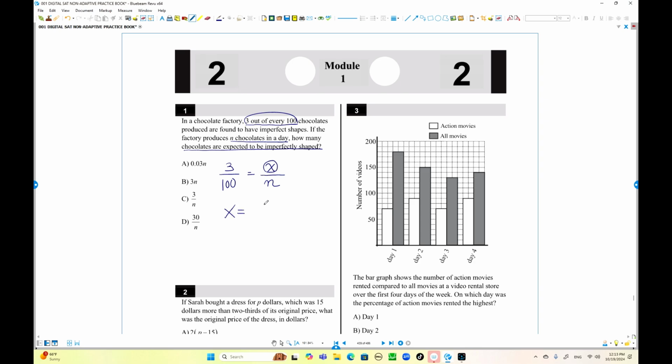Okay, x equals 3n over 100. But this is 3 over 100 times n. Okay, this is what? 0.03n. Option A is the answer.